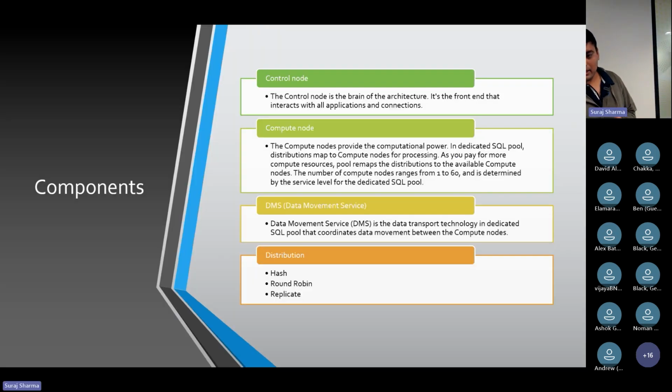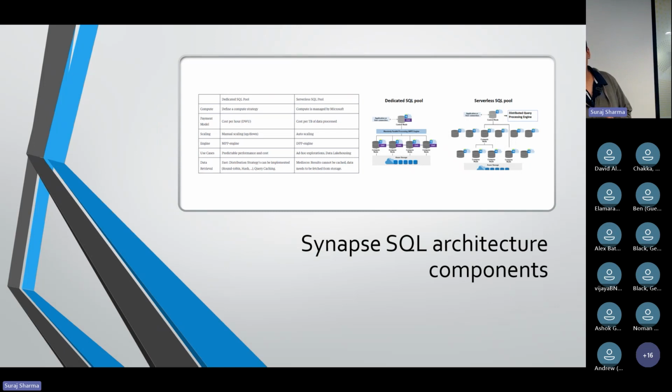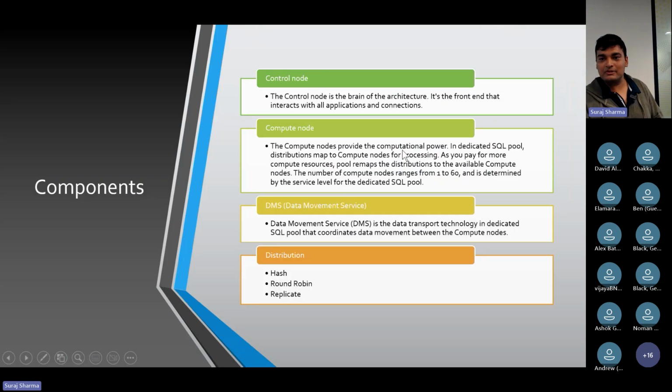As you can see on the screen here, it's called a control node, compute node, and storage. So what's the difference between these three? And also you can see there is a term called DMS, data movement service. So what's the difference between these?